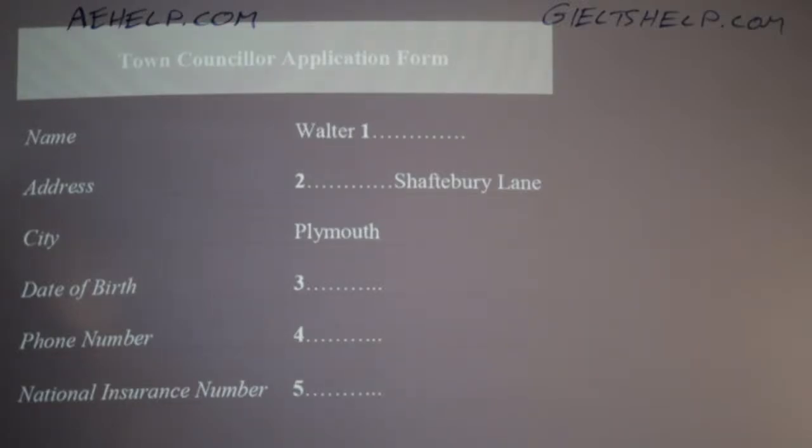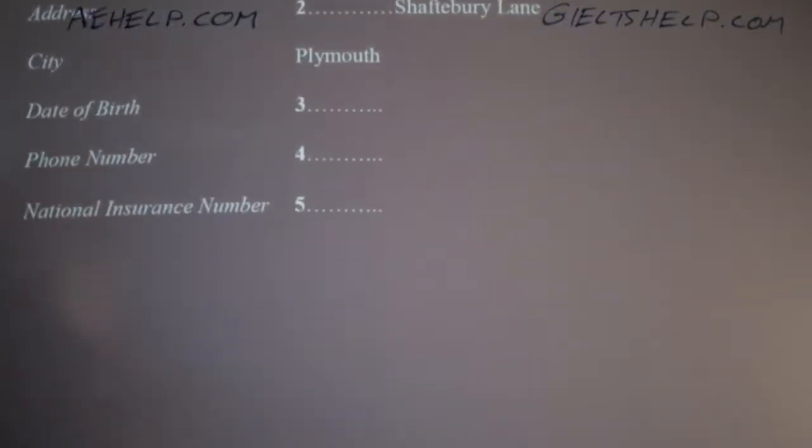Great. I'll need your national insurance number. My national insurance number is WC 285-698-33. WC 285-698-33. That's right. Great. And the last pieces of information I need from you are your current address and phone number. I live at 23 Shaftesbury Lane, Plymouth, and you can reach me on 01752 667 835. Wonderful. Next, I'll give you some information on running for municipal office.